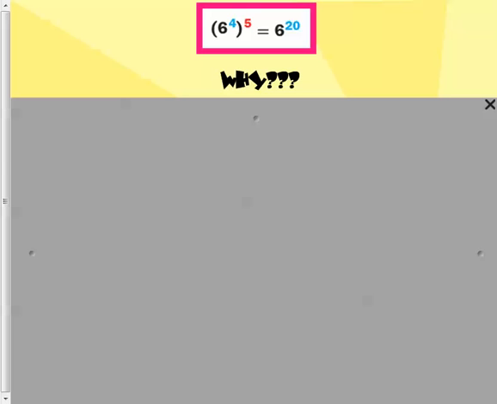Hey guys, today we're talking about power of a power. This is different than when you have two base sixes and you're multiplying them together. For example, this is not the same as if you had this. The difference is we are taking this whole thing and raising it to the power of 5. So when you do this, you get 6 to the 20th power.